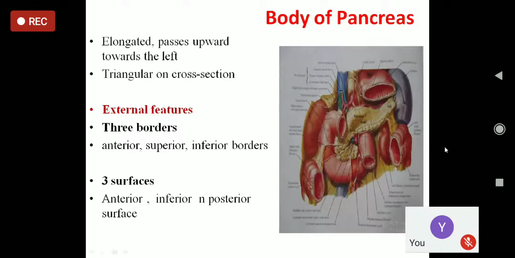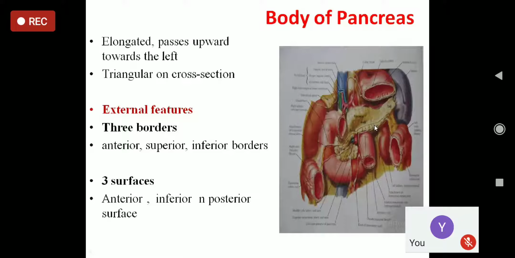Okay, so let's discuss the body of the pancreas. So this is the body of the pancreas. From the neck to the tail is the body of the pancreas. It is a pyramidal-shaped, elongated structure that passes upward towards the left, obliquely placed. So the body passes upward towards the left side, and it is triangular or pyramidal in cross section. If we cut it here, it will be a pyramidal or triangular shape.